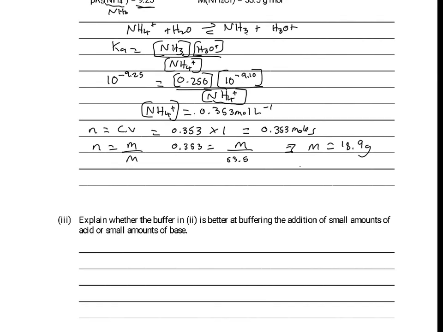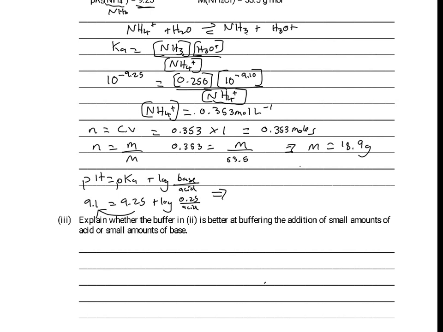Alright, shortcut method. So the shortcut method is using a formula, and the formula is pH equals pKa plus log base over acid. Now you have to remember this formula, which is why I don't use it, because I always get the formula mixed up. I can never remember whether it's base over acid or acid over base. But if you're willing to put in the time and remember this formula, it's pretty straightforward. pH you're told is 9.1, pKa you're told is 9.25, concentration of the base is 0.25, and concentration of the acid is what we're trying to work out.